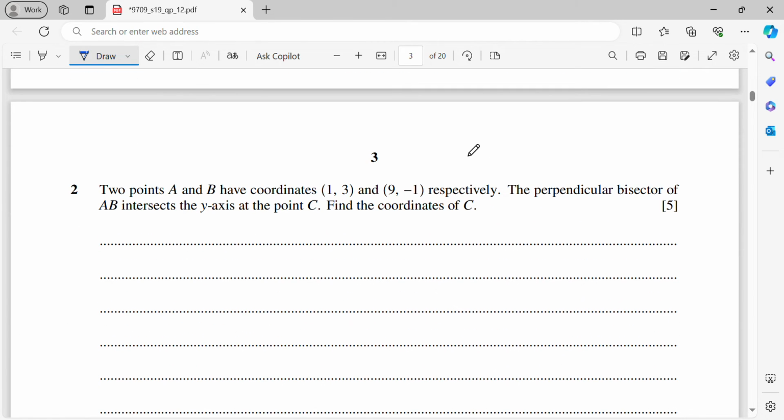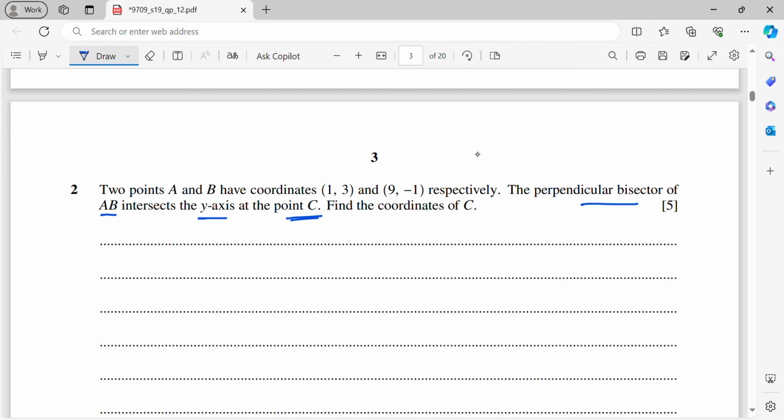Now, for question number 2, two points A and B have coordinates (1, 3) and (9, -1) respectively. The perpendicular bisector of AB intersects the y-axis at the point C. Find the coordinates of C.